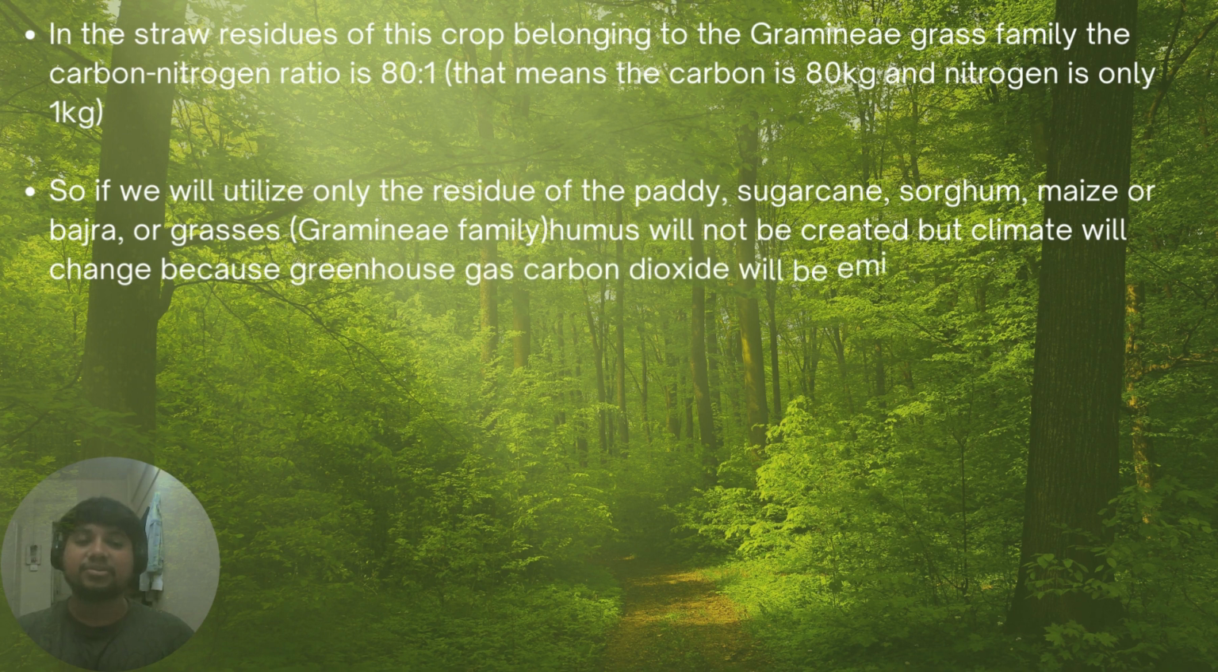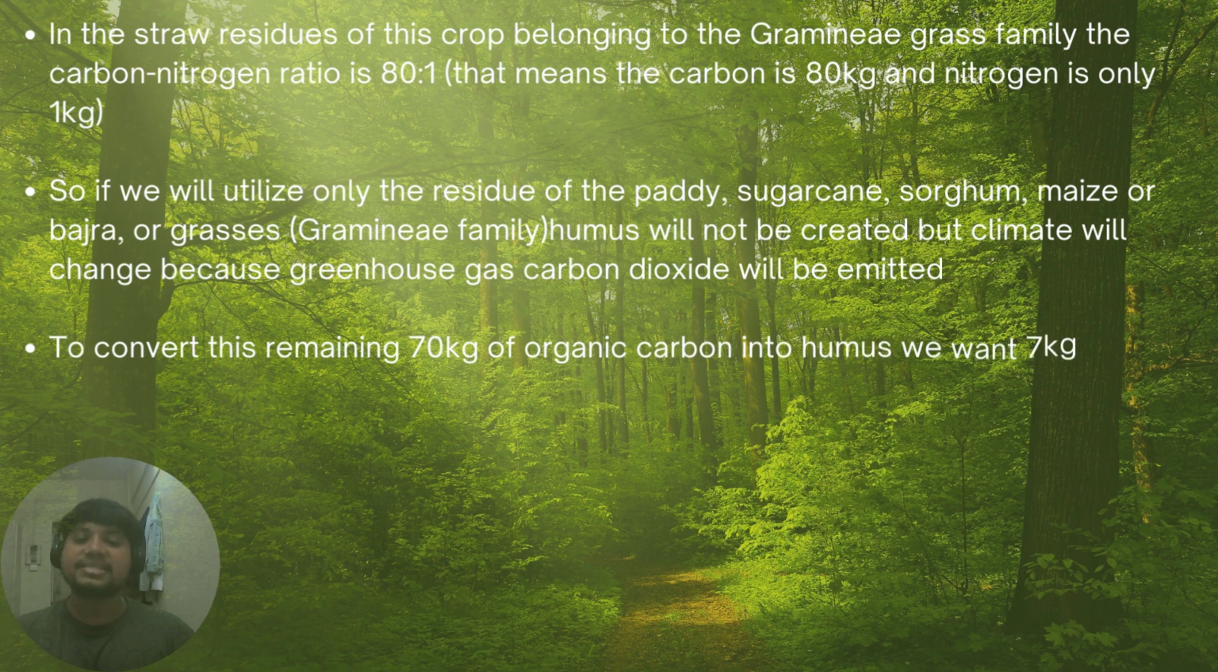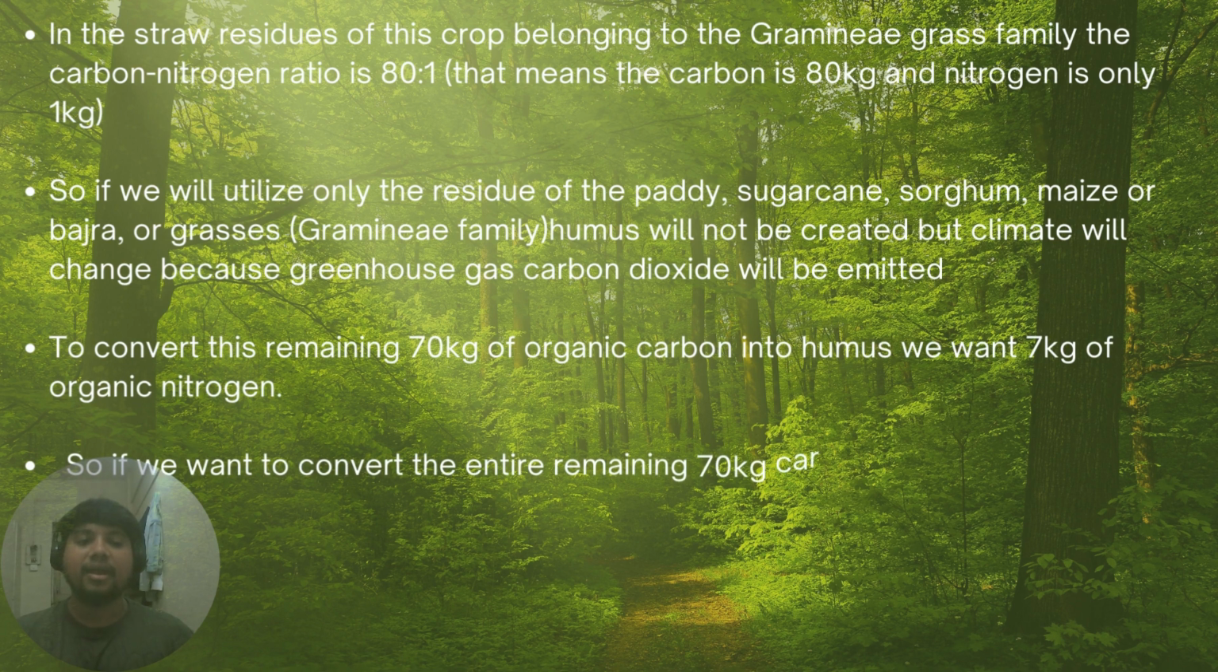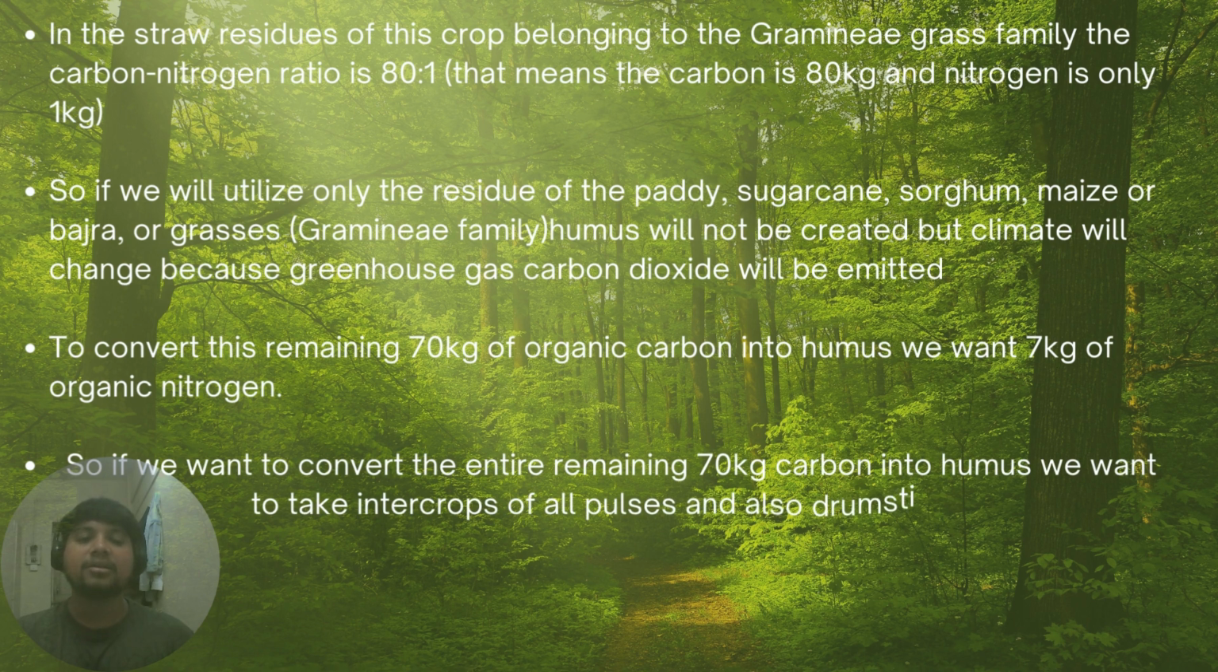This 1 kg of nitrogen will combine with only 10 kg of carbon. The remaining 70 kg of carbon will go into the atmosphere, and as it is a greenhouse gas, global warming will increase and climate change will happen. So if we utilize only the residues of paddy, sugarcane, sorghum, maize, bajra or grasses, humus will not be created, but the climate will change because the greenhouse gas carbon dioxide will be emitted.